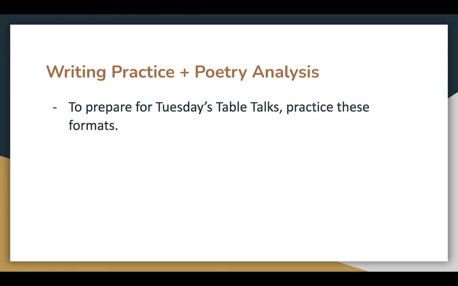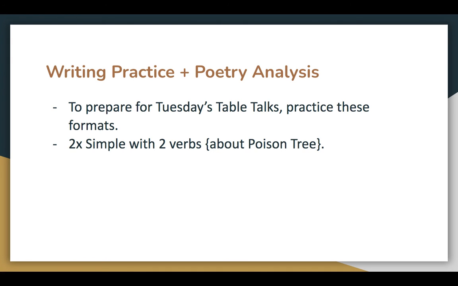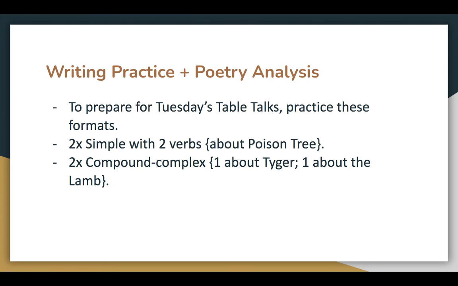You're going to take the formulas we've learned and use your analysis work over the weekend to create some example sentences. So first of all, we'd like you to try writing 2 of our new simple sentences where they have 2 verbs, and you can write both of those simple sentences with 2 verbs about Blake's poem, Poison Tree. In terms of the compound complex structure, again, we'll get you to practice 2 of them. One can be about the tiger, one can be about the lamb, both poems by Blake.